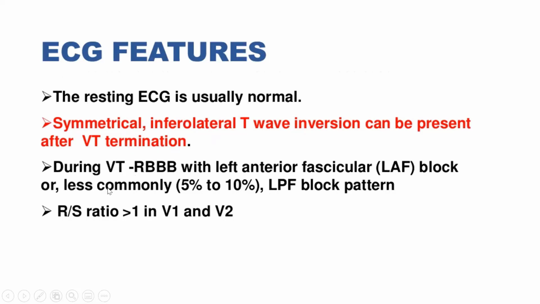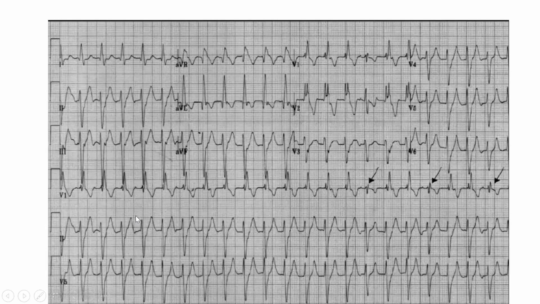During VT, right bundle branch block with left posterior fascicular block, as we said. And the R over S ratio is greater than 1 in V1. So this is the 12-lead ECG during tachycardia. It is relatively narrow, around 100 to 110 milliseconds, at 150 beats per minute.